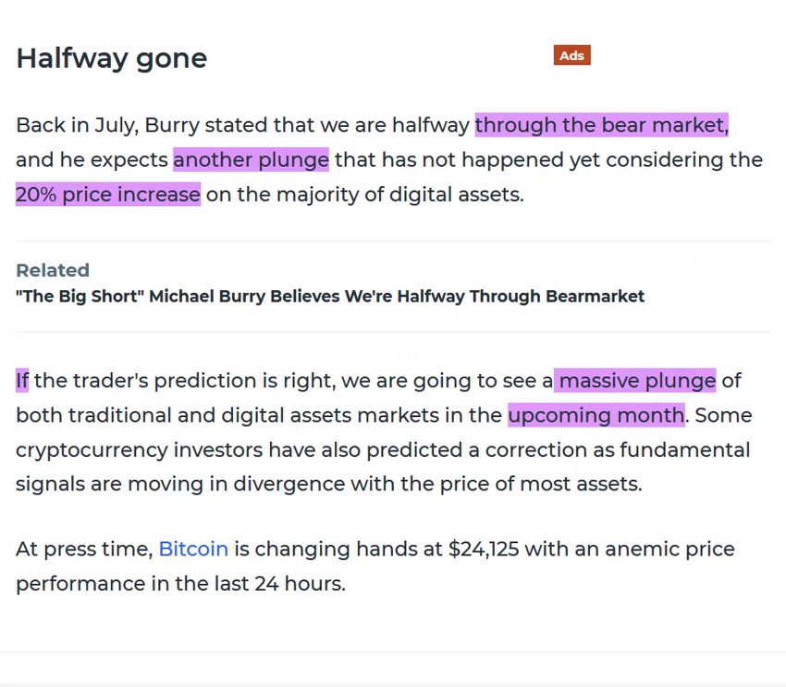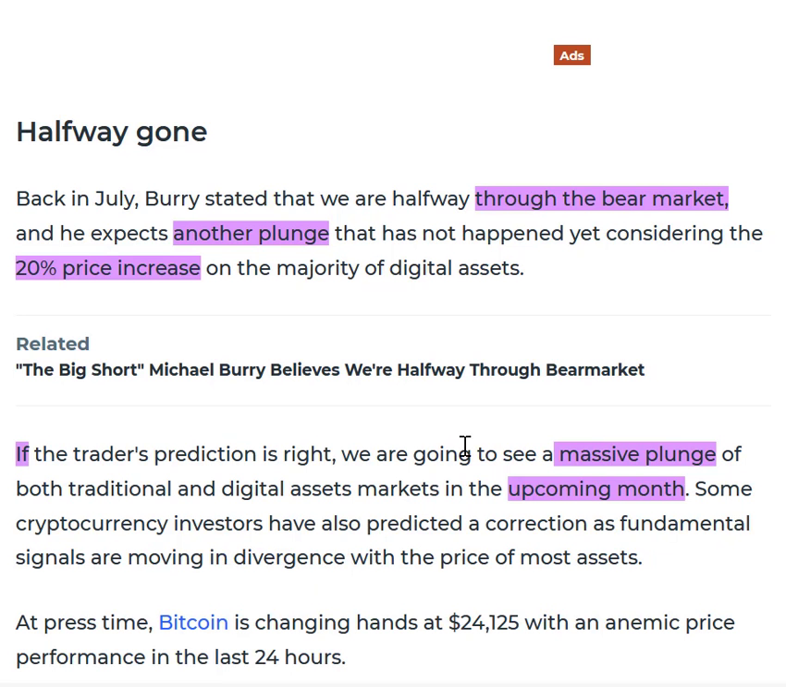Based on what I just said, we extrapolated from his actions that he was predicting another fall in the market. But that's not all, because back in July he stated that we're still missing one plunge in the market. And that might not be obvious because we recently had an increase of 20% in the majority of the digital assets markets. But if his predictions are right, we're gonna see a massive plunge coming up in the following months.